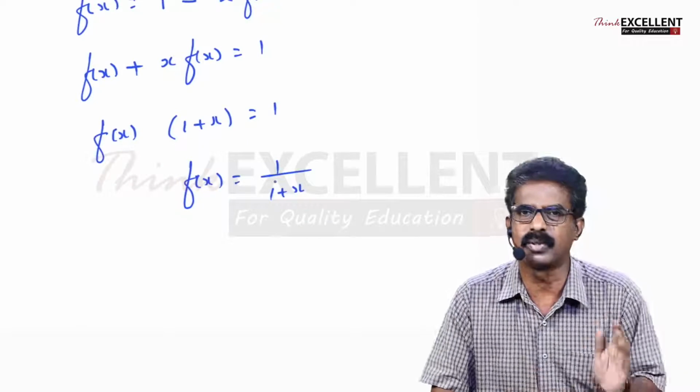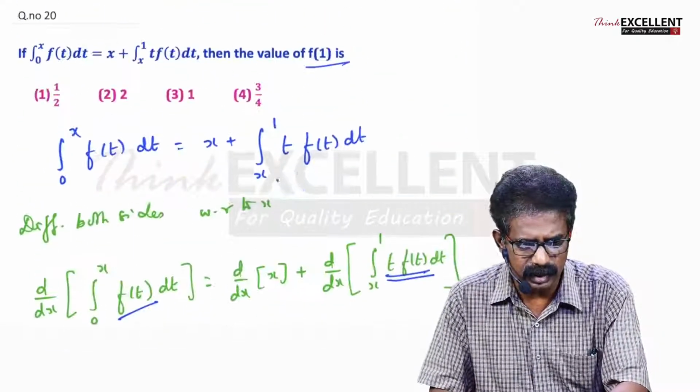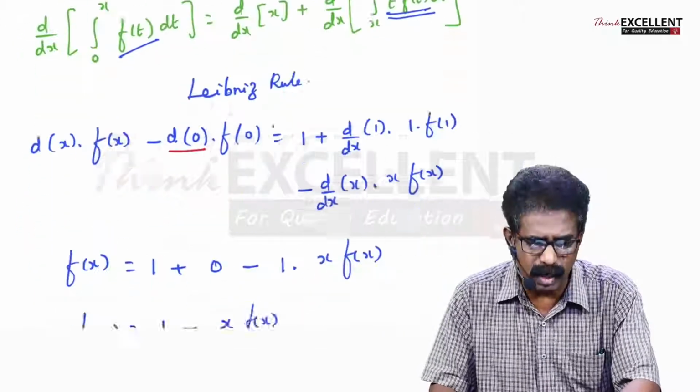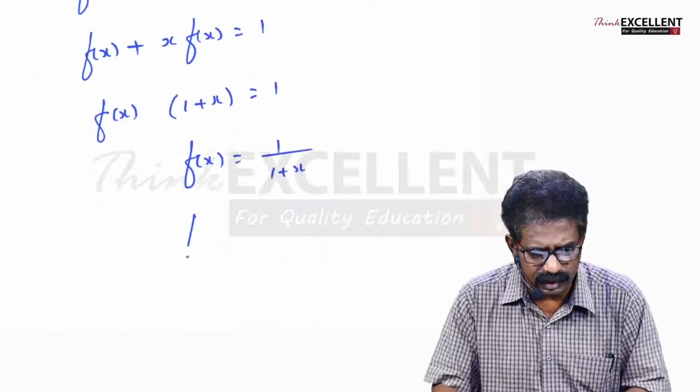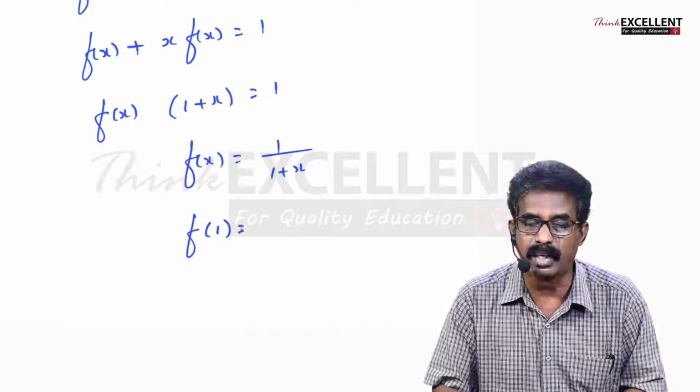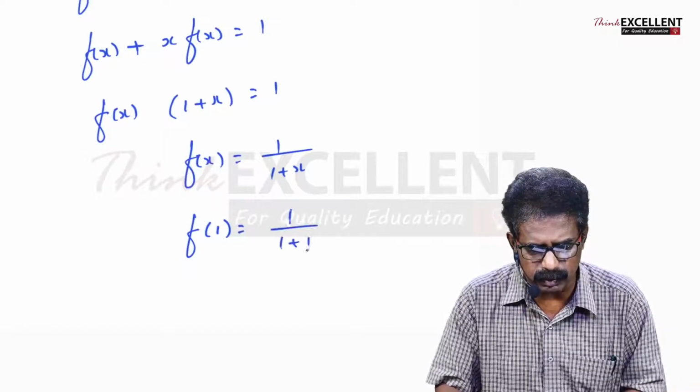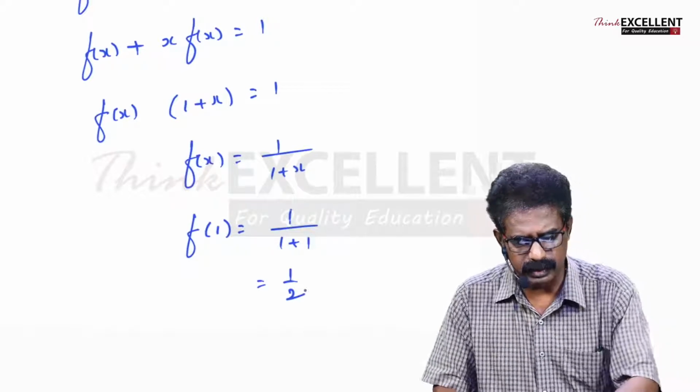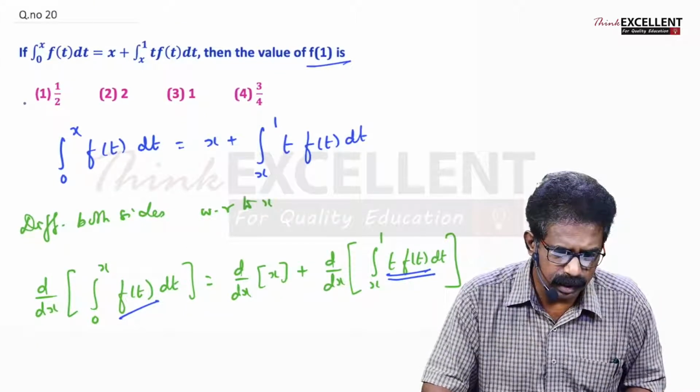Then whatever they asked, you can find. What did they ask in the question? The value of f of 1. So f of 1 is replacing x by 1. So your answer is 1 by 1 plus 1. So the answer is what? 1 by 2. Okay, so this one question is a little bit different, students.